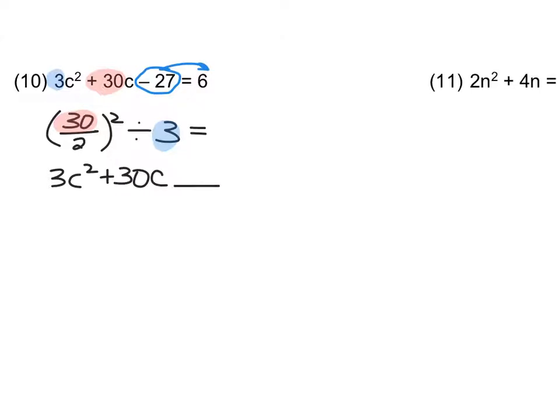Then we're going to have some number that gets plugged into that gap is equal to 33 plus that same number. So 30 divided by 2 is what? 15. 15 squared is what? 225. 225 divided by 3 is? 75. Now, if you can do that in your head, wonderful. Obviously not a requirement because we have calculators for that.